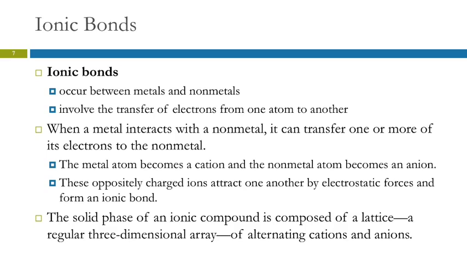If we look at the solid phase of an ionic compound, it's composed of a lattice. So there's a regular three-dimensional array of alternating cations and anions. Two cations would repel each other, two anions would repel. And so the cations and anions are arranged in a way to maximize attraction and minimize repulsion. That's a lot like one of those magnetic building toys, where if you put it together in the right way, everything just clicks in together and it sticks, right?